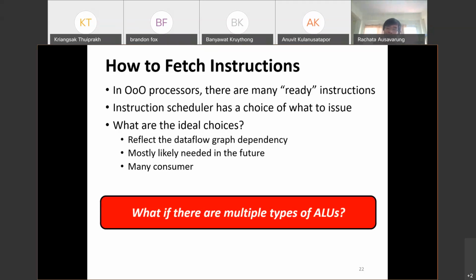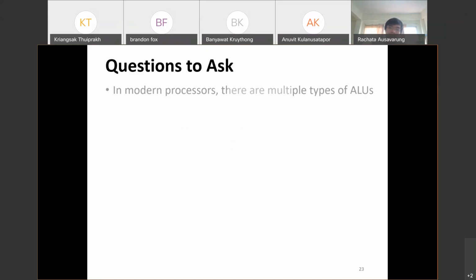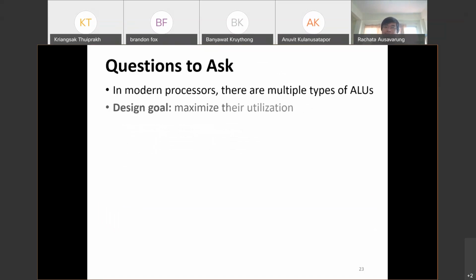So what if there are multiple types of ALU? What are the common ones? Adder, multiplier, things to do logic, shifting, XOR, and, right, division, subtraction. So what if there are multiple types of ALU? The question I want to ask you is, in a modern processor there are actually multiple types of ALU, right? So the design goal, this is kind of the common design goal in architecture.